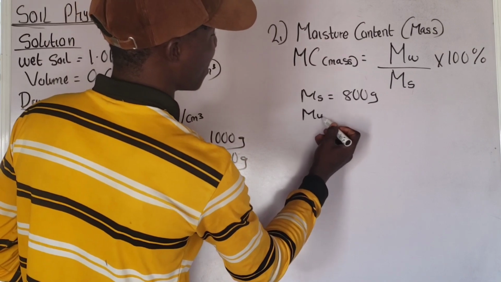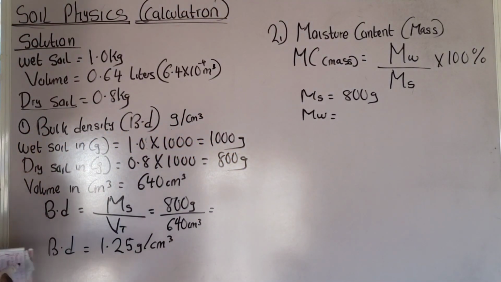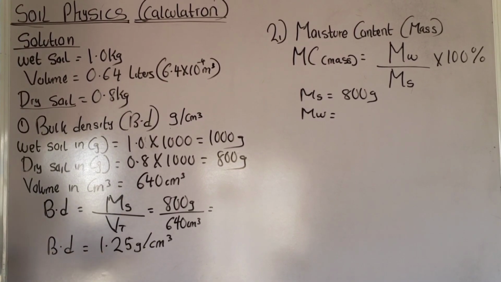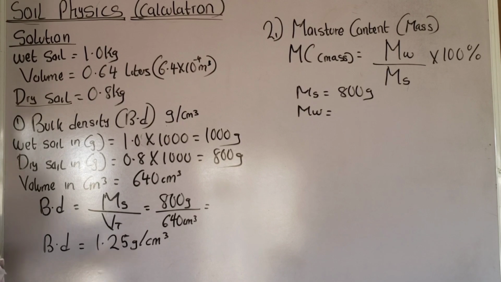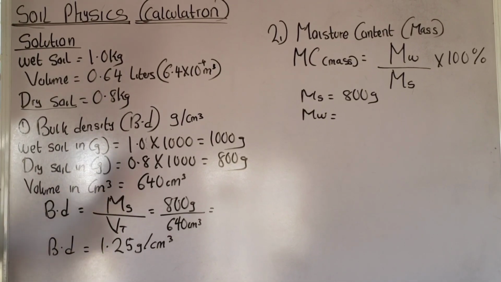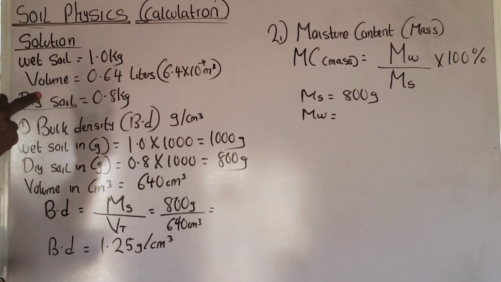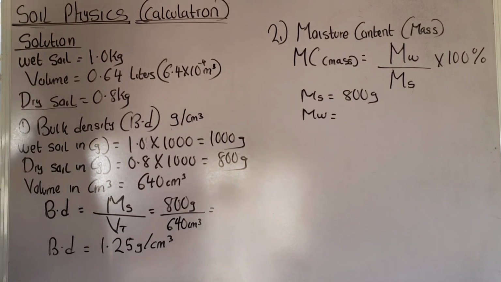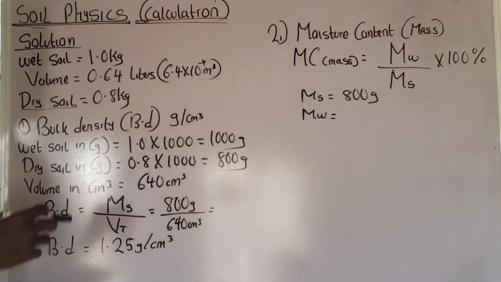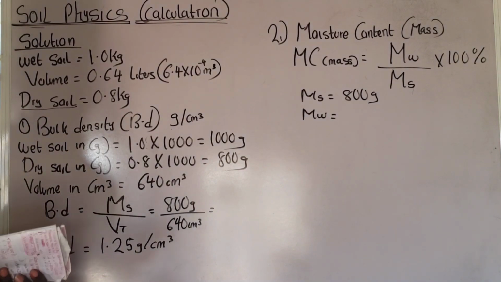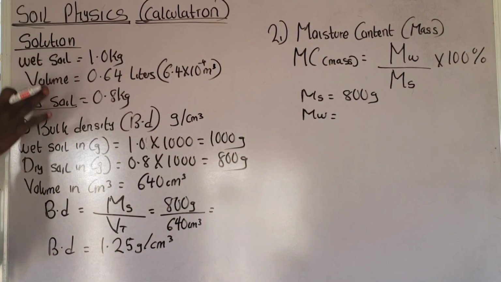Now to get the mass of water, we have to subtract the dry weight from the wet weight. Don't forget, before I calculated the bulk density, I told you that wet soil consists of the mass of the water and the mass of the soil, but the dry soil contains only the mass of the soil. Having oven dried the wet soil, the water content evaporated. So we lose the water content, so the mass is reduced to what? 800 grams. That is what we call the mass of the soil.